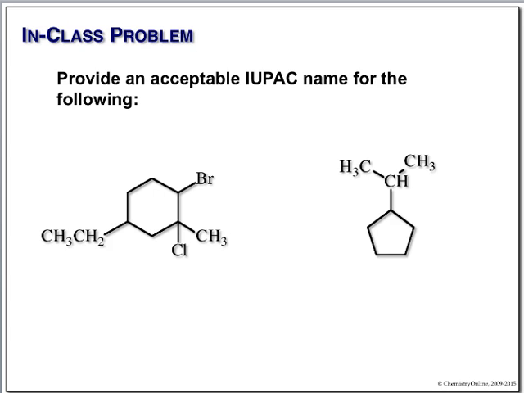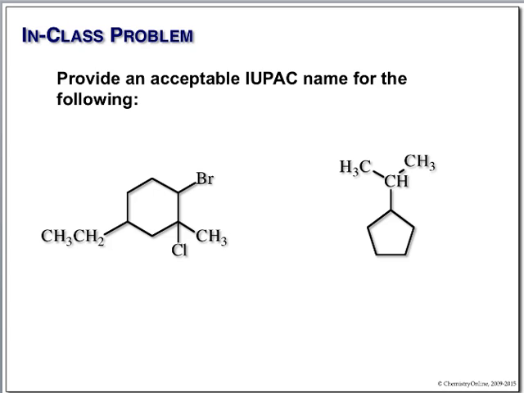Just a hint: pretty much whenever you have two substituents on the same carbon, that's going to scream at you, "I am carbon number one." Okay? If we let this be carbon one, we would have substituents at 1, 1, 2, and this is number 5.